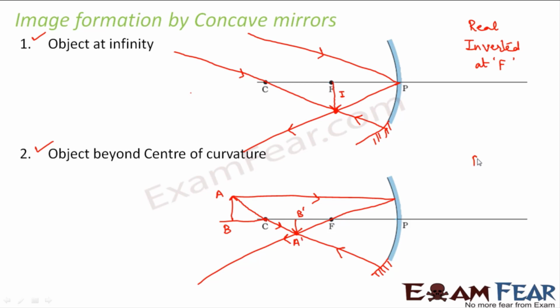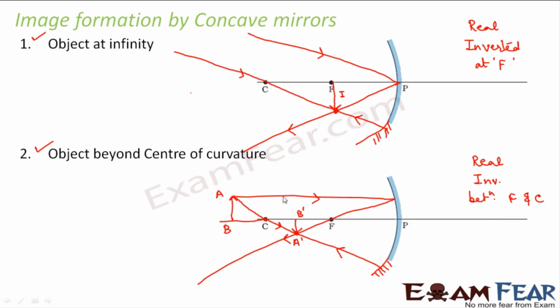Now what is the nature of this image? This is real again because the rays are actually meeting at this point. It is inverted again, right? What is the location of the image? If the object is located beyond the center of curvature, then the image is formed between the principal focus and the center of curvature.